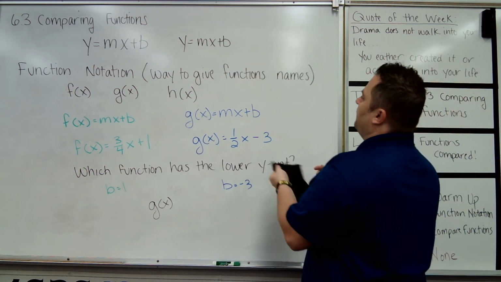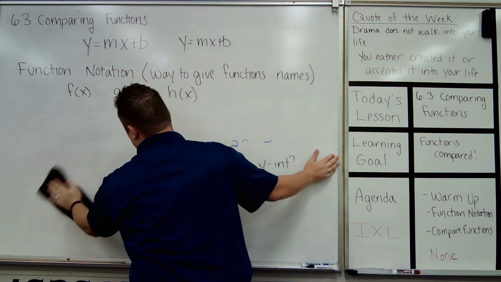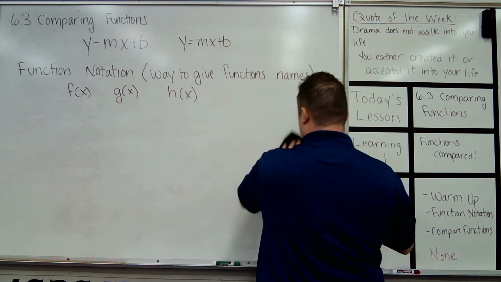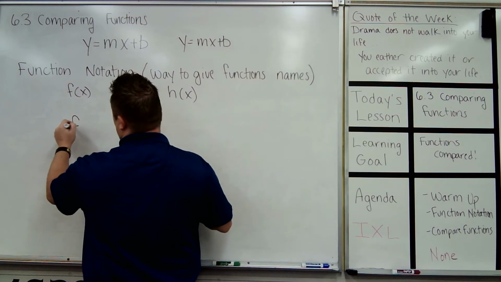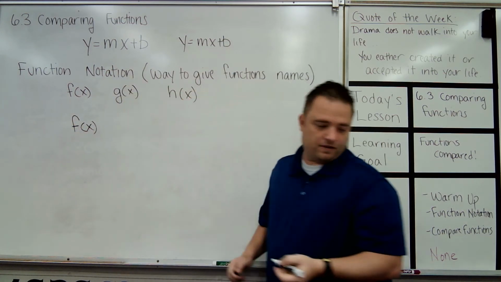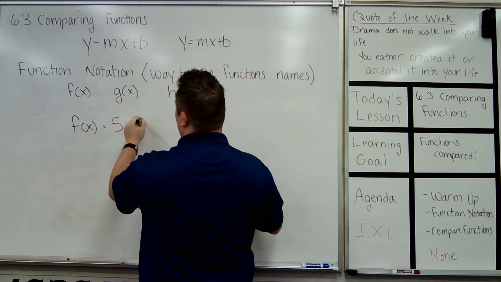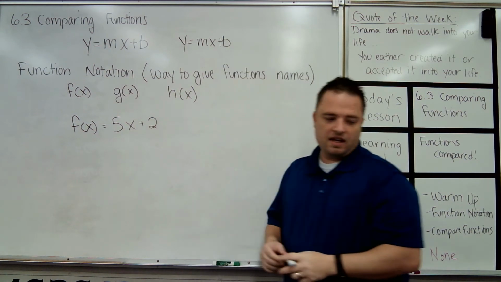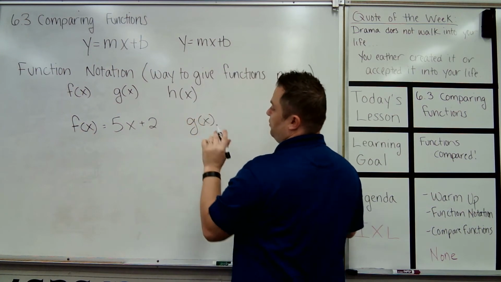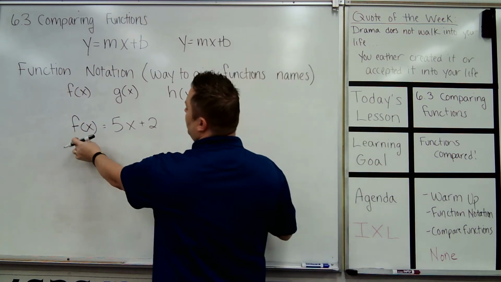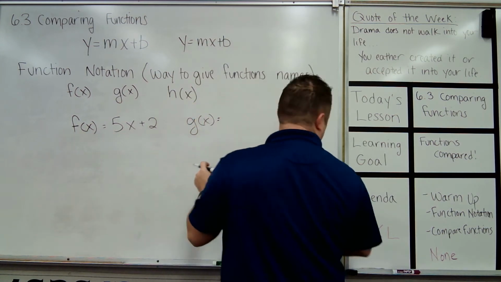I'm going to get rid of this function notation stuff. Actually, let me leave the top part. Suppose I want to compare two functions. F, which is the name of my first function, is going to be 5x plus 2. And then I'm going to name my second function g of x. Remember, these are just names, right? They're just names. Don't get confused. This is still y equals mx plus b, and this is just replacing the y.